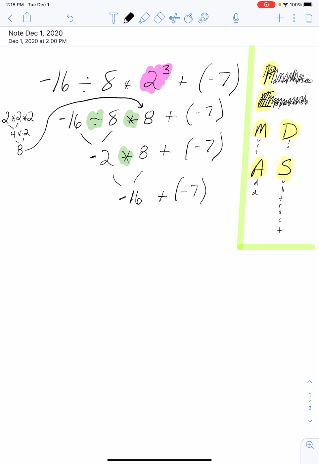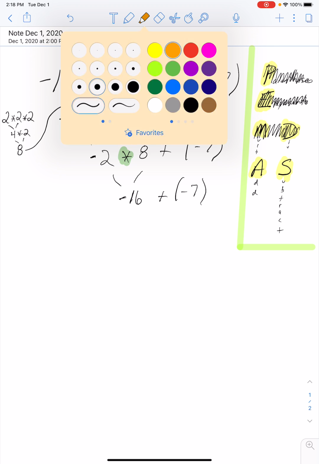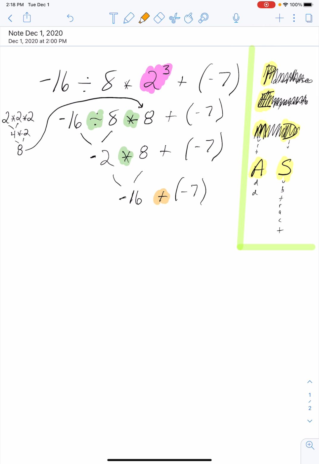And now there's no more multiplication or division left in this problem. So I'm going to cross that off. And the last thing I got to do is check for adding and subtracting. And there's only one operation left to do, and that is adding -16 to a -7. So when I add two negatives together, I actually get a bigger negative number. So my answer for this entire problem is -23. And I can cross off these last two here because I've gone all the way through that process.